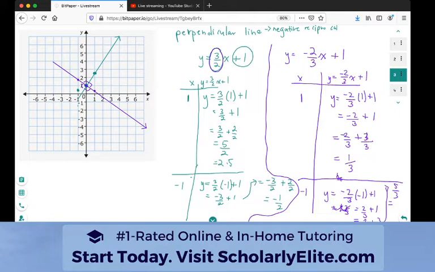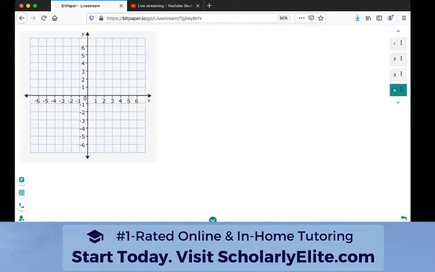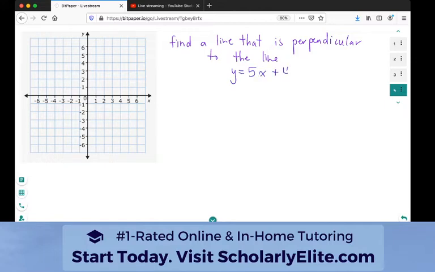Alrighty, guys? So when we talk about perpendicular lines and parallel lines and all of that fun stuff, typically what you're going to be shown in class are not necessarily graphs. You're going to be asked by a teacher something along the lines of find a line that is perpendicular to the line y equals 5x plus 4. Okay, well, we can definitely do that based on the information that we just learned.